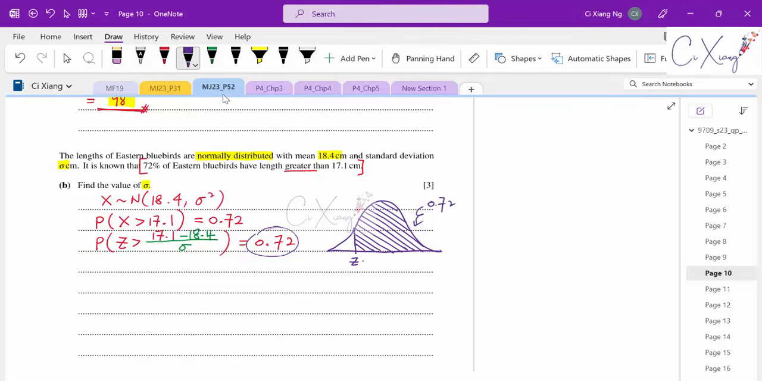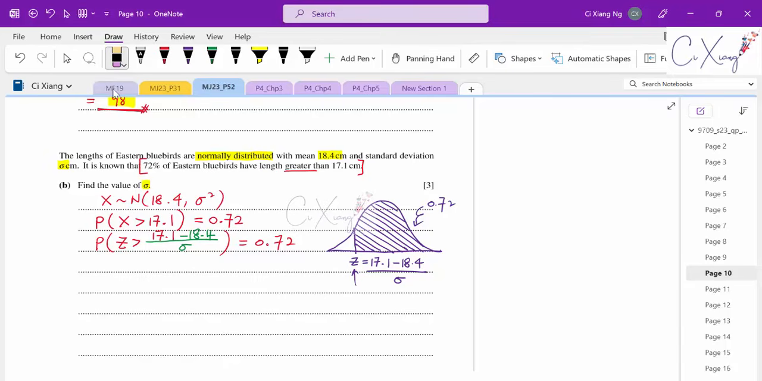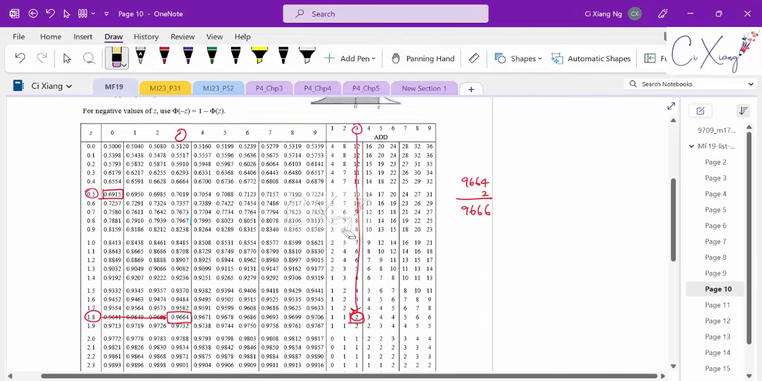And then this particular z is actually equal to my value, which is 17.1 minus 18.4, then divided by standard deviation. And now I want to find out the value of z from the normal distribution table so that I can compare it with my equation here. Then later I can find out the sigma. Okay, now how can I find the value of z from the normal distribution table? Please take note, I'm having 0.72, which is the area. So I go back to the normal distribution table.